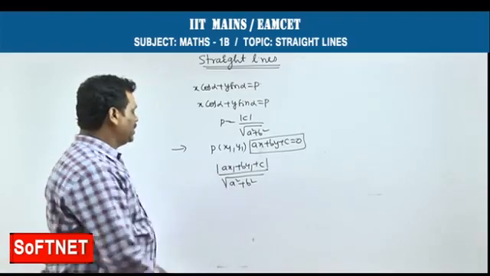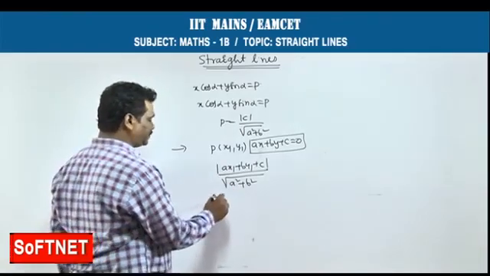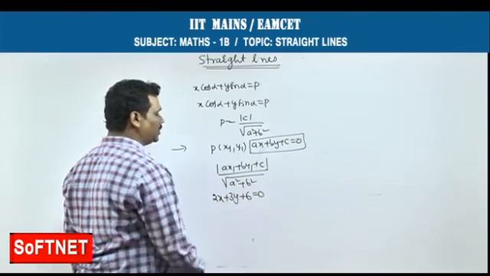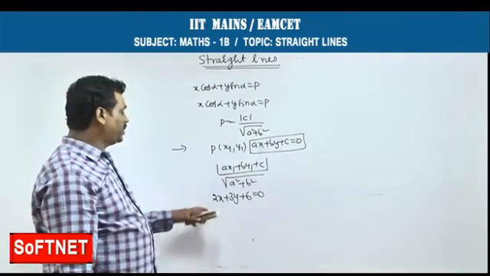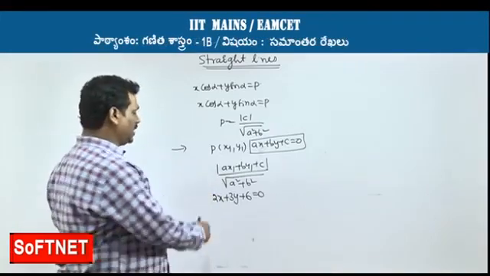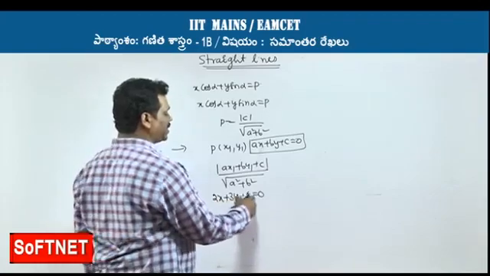For example, here 2x plus 3y plus 6 equal to 0. Find the perpendicular distance from the origin to the straight line 2x plus 3y plus 6 equal to 0.